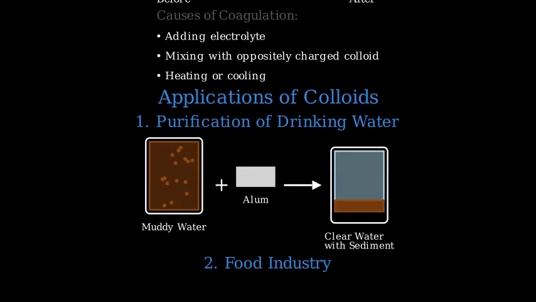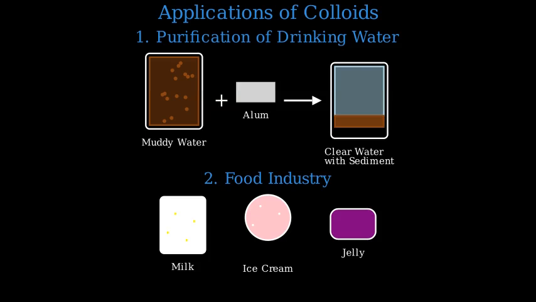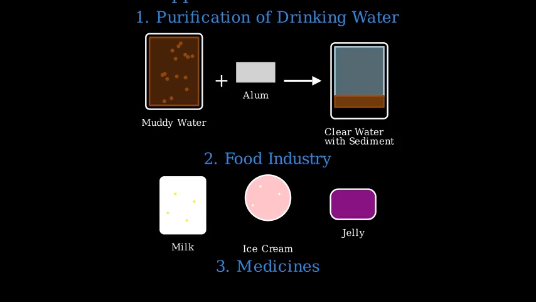2. Food industry. Many of our food items are colloidal in nature. For example, milk is an emulsion of fat and water, ice cream is a foam, and jellies are a type of gel. 3. Medicines. Many medicines are colloidal in nature for better absorption in the body.